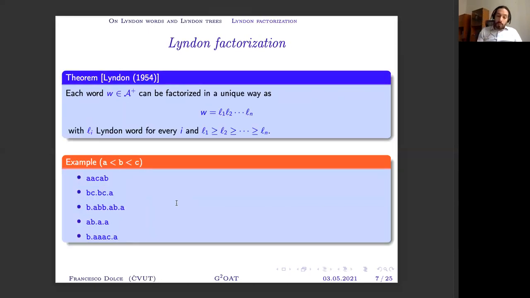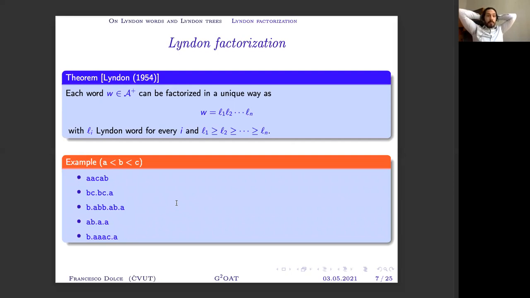Why are Lyndon words important? Well, actually, there are thousands of reasons, but an interesting reason for me is that Lyndon words allow us to construct a factorization of the free monoid. That means the factorization of the set of all finite words.